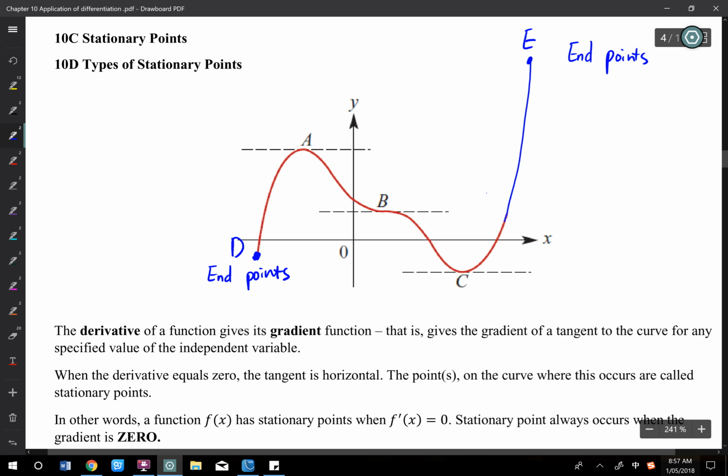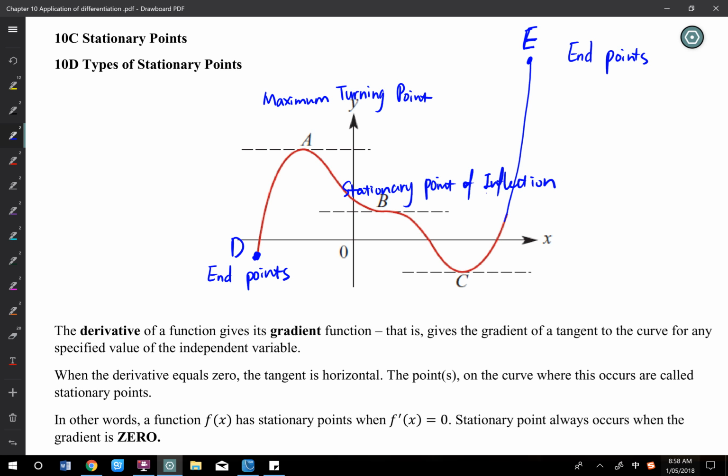What's point A? Yeah, maximum turning point. Good. Okay, what's point B? It's called stationary point of inflection. Well, I'll write the full name. Stationary point of inflection. Okay, what's point C? Minimum turning point.